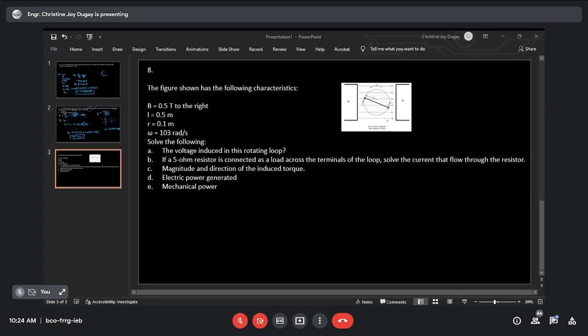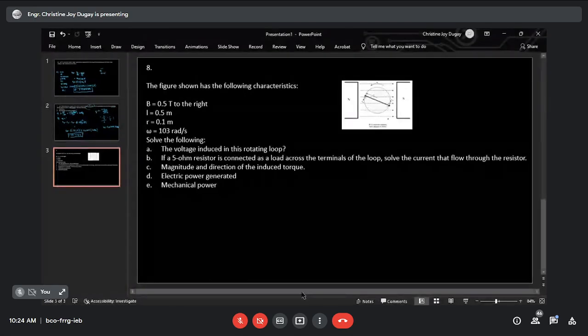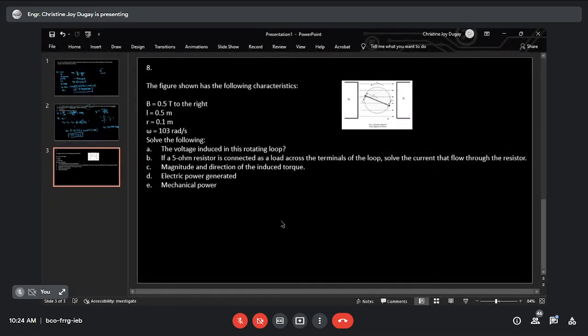Okay, may inaantay pa po ba tayo? Wala na yata, no? Since wala naman nang sumasagot, no? Wala na po ba? Okay, so if not, let's solve for letter A.